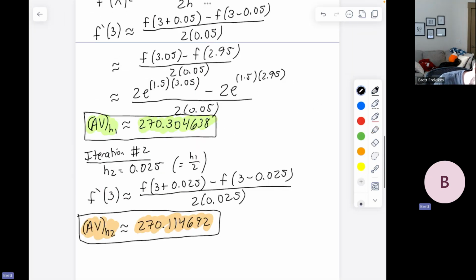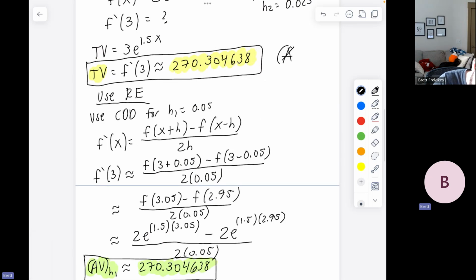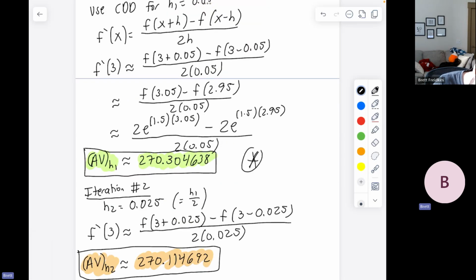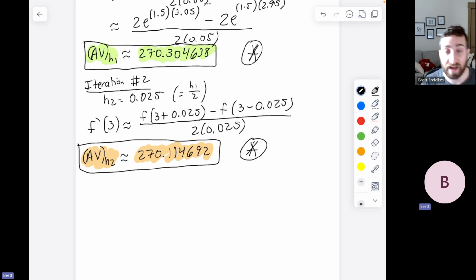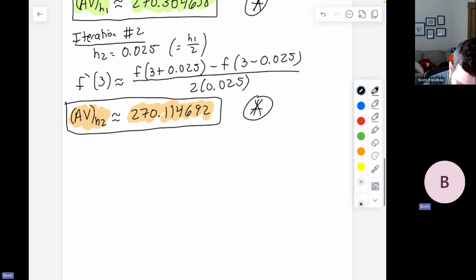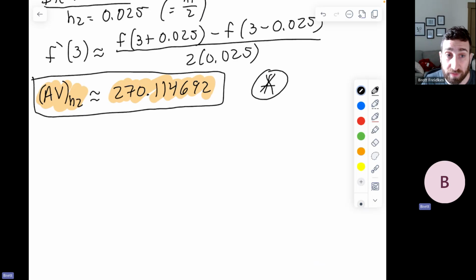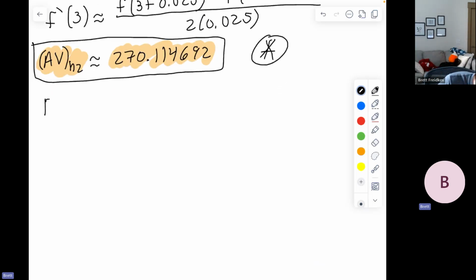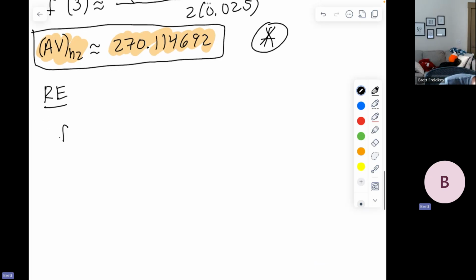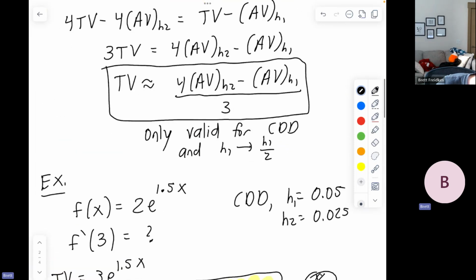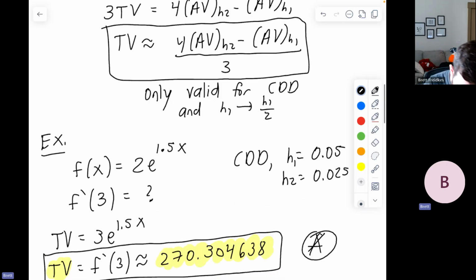So let's go ahead and look at what we've done so far. We have the true value, the approximate value for the first iteration, and the approximate value for the second iteration. So with the two approximate values, we would like to get a better estimate for our first derivative. So if we do Richardson's now, and we use the equation that we derived before, the derivative at x is approximately equal to 4 times the second iteration minus the first iteration over 3.